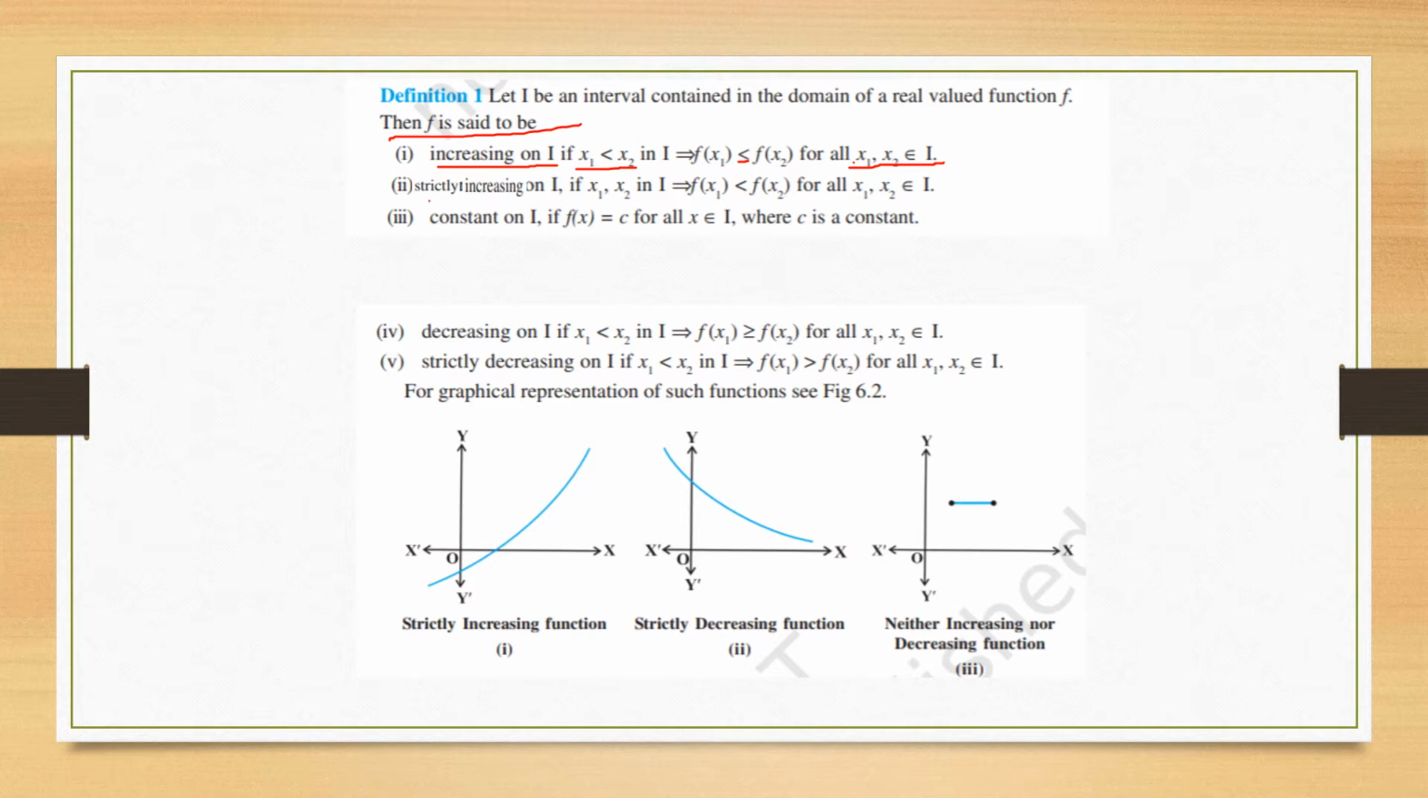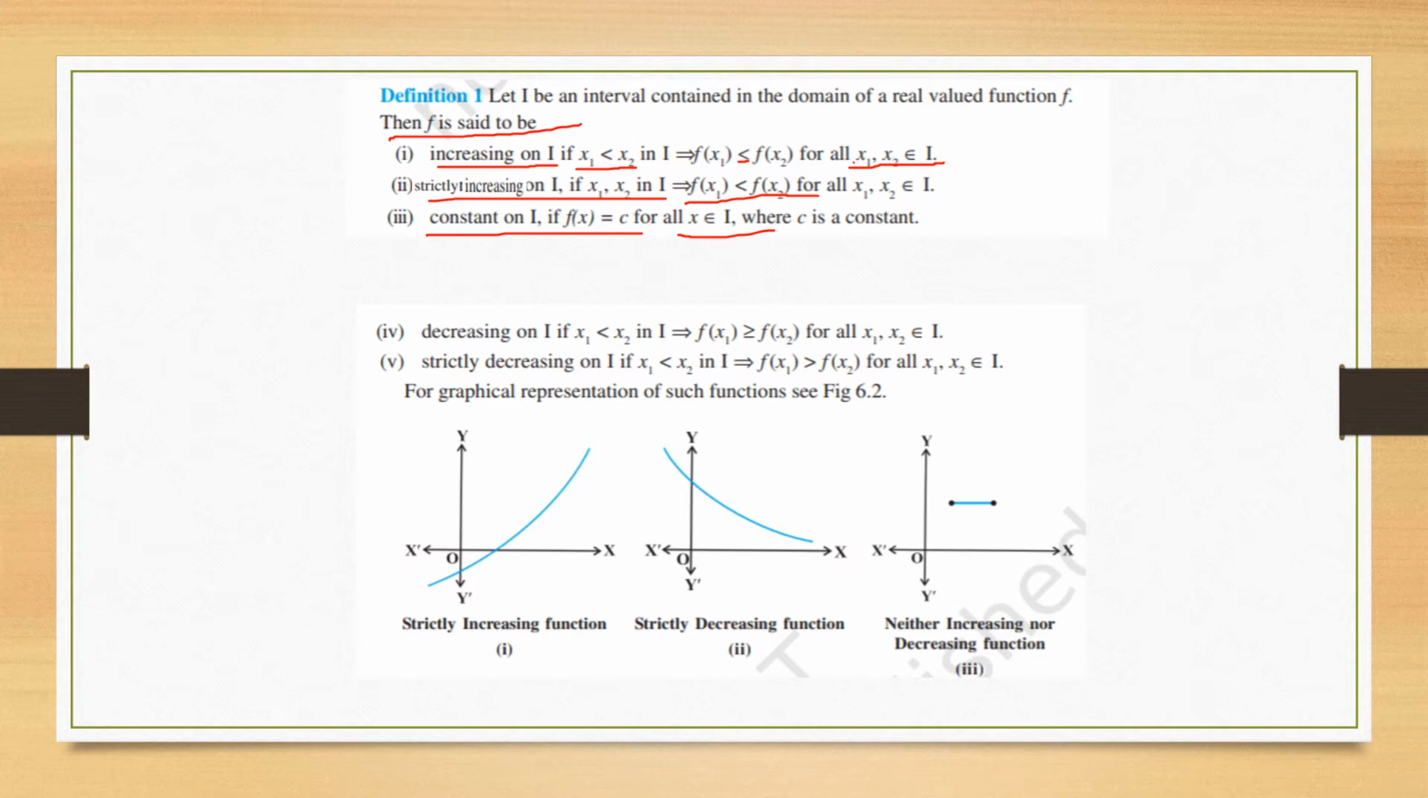And in case of a strictly increasing function on I, the definition is the same, x1, x2 belong to I, f of x1 is strictly less than f of x2. Here the sign equal to is not involved, for all x1, x2 belonging to I. And f is called a constant function on I if f(x) is equal to c for all x belonging to I, meaning the function has just a constant value in I.